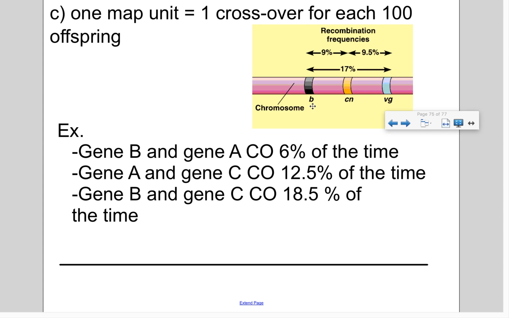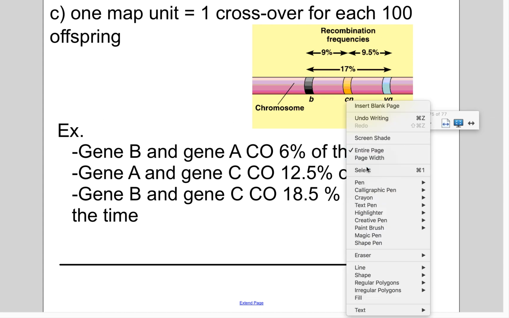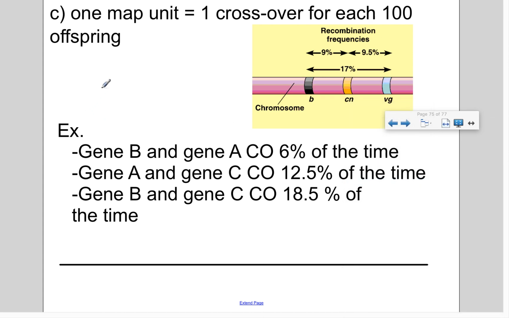So here, if we have genes B, CN, and VG, and they give you these percentages, basically you just have to arrange the genes in a way that makes sense. So if they said that B and VG are 17 map units apart, well then you would make a line and say, okay, I'll stick B here, just like they did on this diagram, and VG, and I just know that they're 17 apart from each other. Okay, so 17.